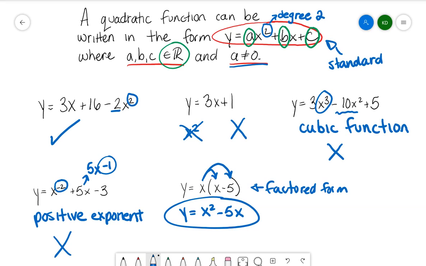We have x to the power of 2, we have an x squared term, and then here I have a b value of negative 5, so it's matching everything. A is not equal to 0. All of my parameters, a and b, are both real numbers, so then this would be a quadratic.